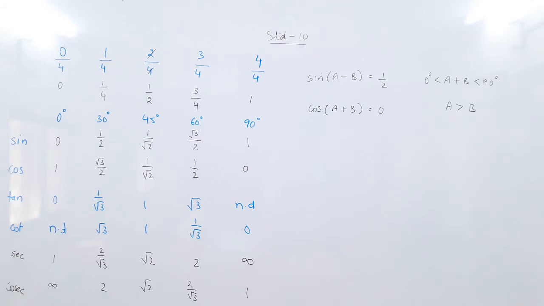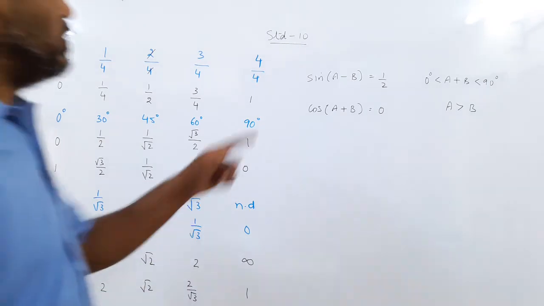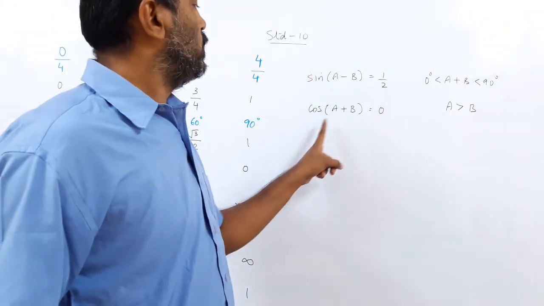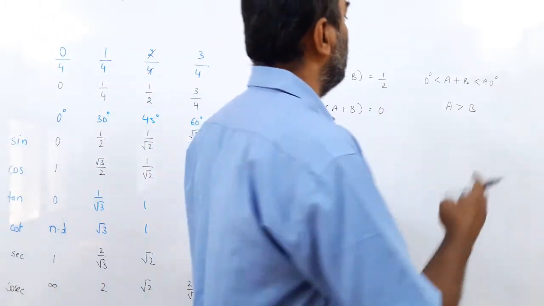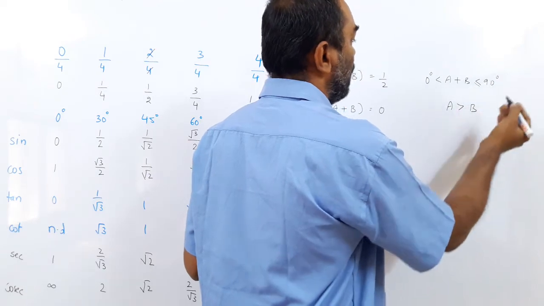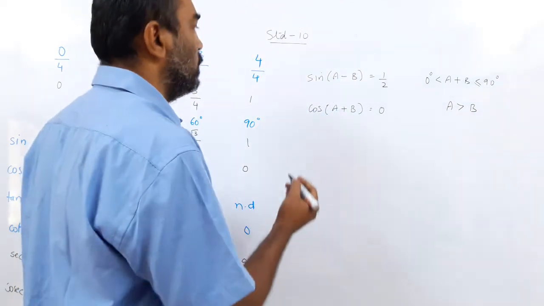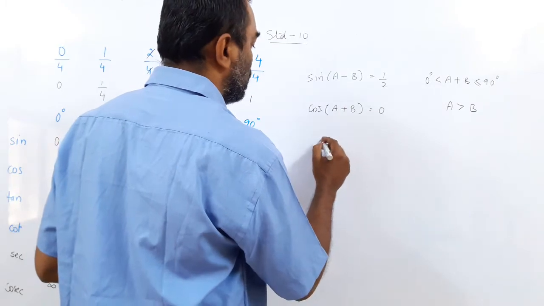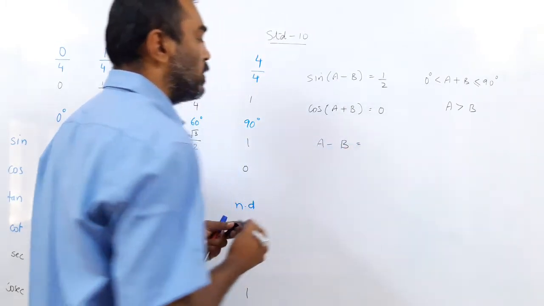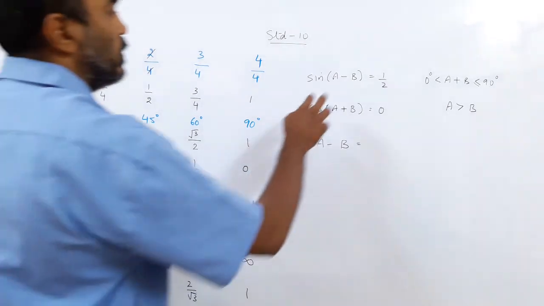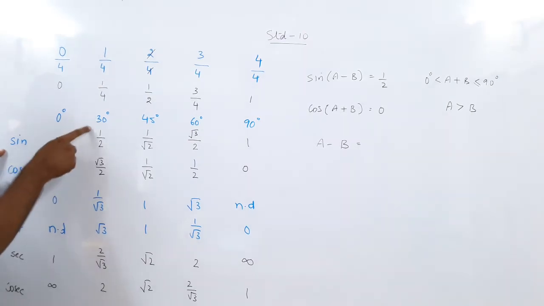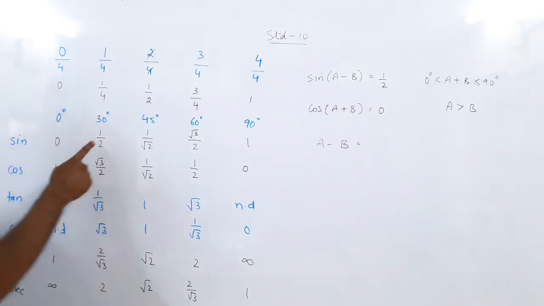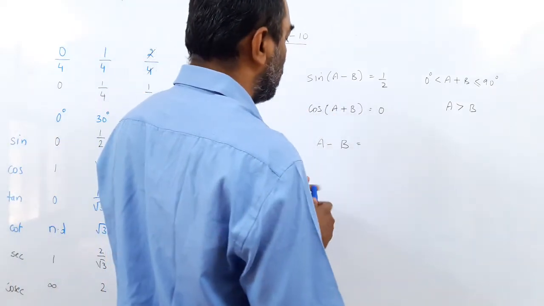Let us try one more. So we have another sum on the board. Now we see what data is given. Sin of A minus B is half, cos of A plus B equal to 0, and A plus B lies between 0 and 90 and A is greater than B. So sine of A minus B is half. So what is A minus B? Can you guess? Sine of what is half? So see the table. Sine 30 degrees is half. So A minus B will be 30 degree.